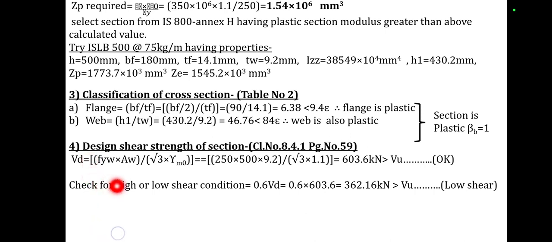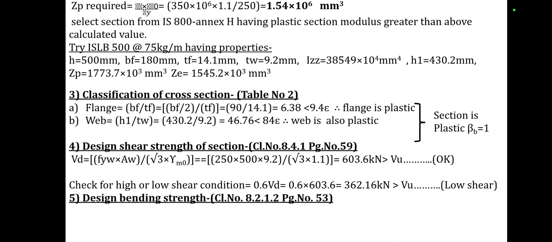Now we have to check whether the beam is subjected to a high or low shear condition. First we have to calculate 0.6 VD. 0.6 into VD is 603.6 kilonewton, and it is equal to 632.16 kilonewton, and it is greater than VU, then it is a case of low shear. If it was less than VU, it would be the case of high shear.